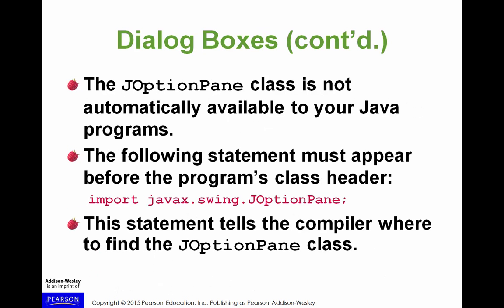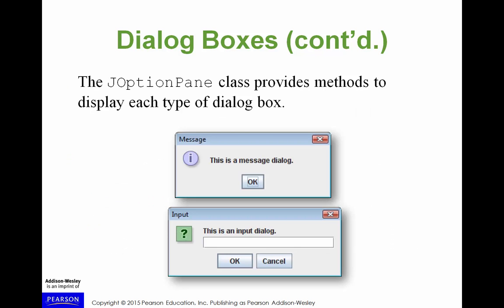Again, this is part of the Java libraries, so it's not immediately available to your program. Java programs only give you the bare minimum, the primitives and things like that. For other features, you have to actually import them into your projects. This is the import statement you use if you want to use JOptionPane. It tells the compiler where to find all the code of the JOptionPane class.